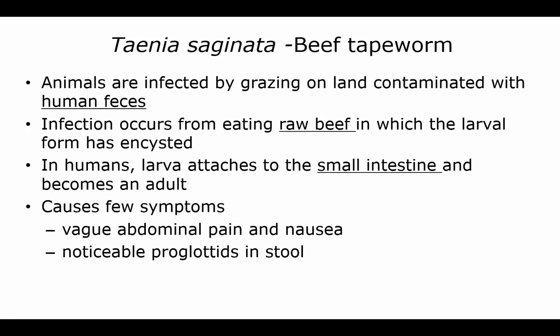The animals become infected by grazing on land that's contaminated with human feces, and humans get it from eating raw beef in which the larval form has encysted. And then the larva attaches to the human small intestine and becomes an adult. And it's going to cause some vague abdominal pain and nausea, and you're going to find noticeable proglottids in your stool.